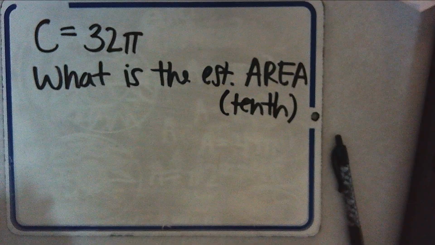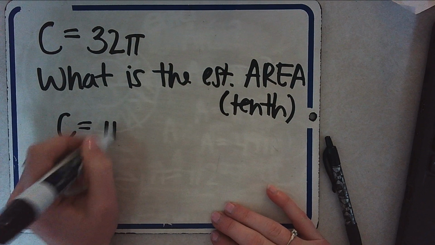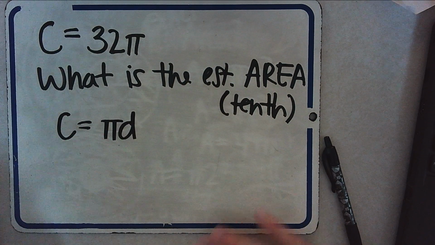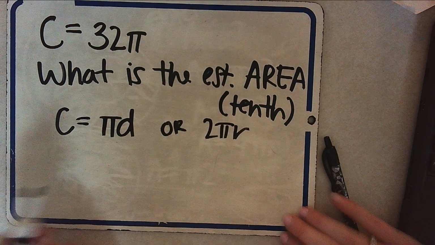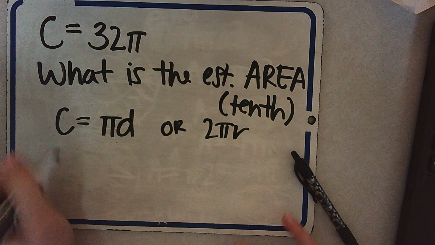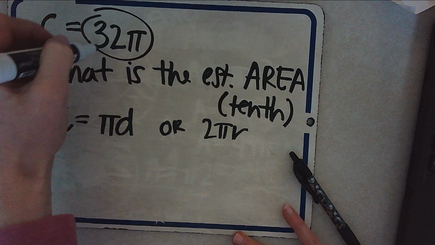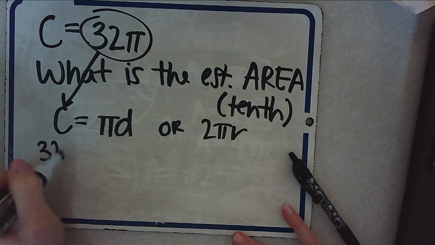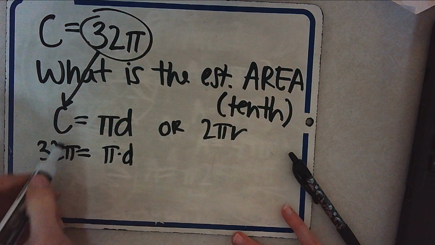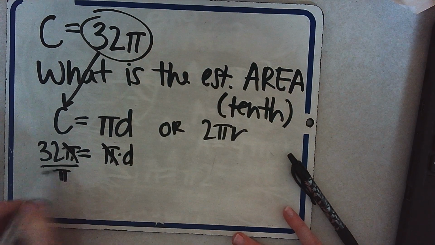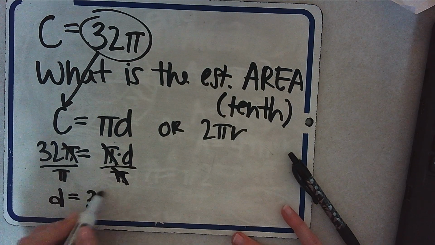Remember that our formula for circumference equals pi d or 2 pi r. In this case, I have one number with pi, so I'm going to assume that my circumference is pi d, and I can plug this in here. 32 pi equals pi times d. I know then that my pi's cancel out if I divide both sides by pi, and d, my diameter of that circle, is 32.